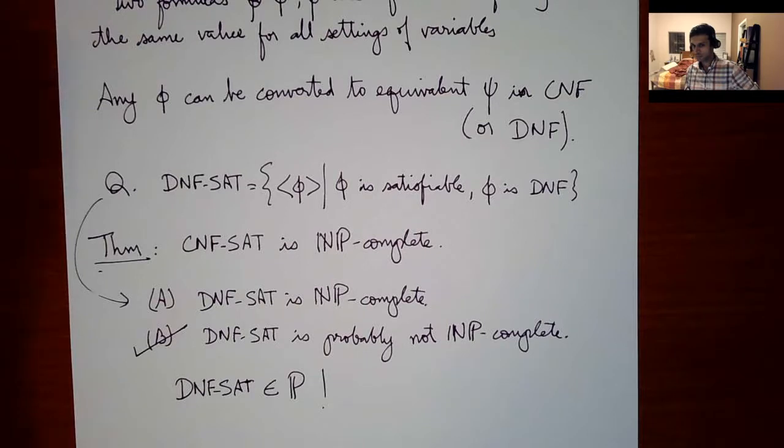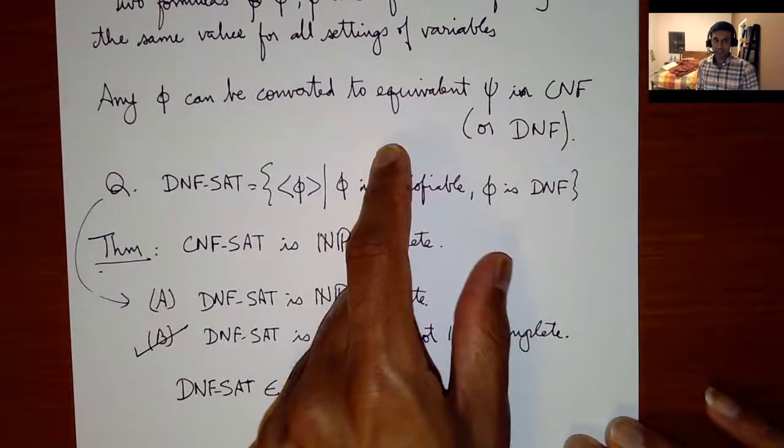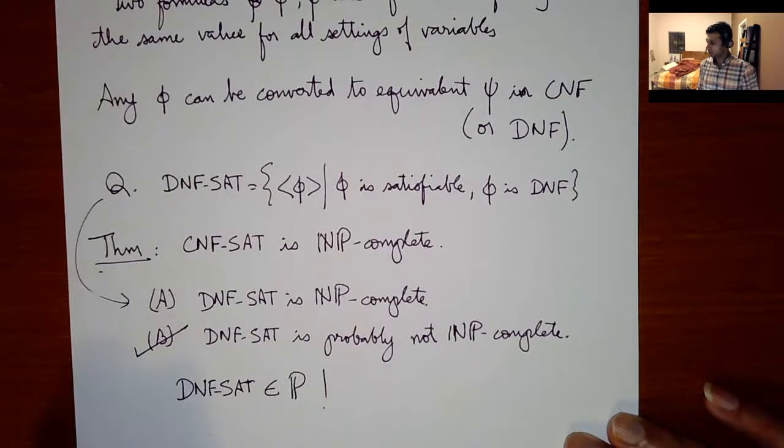In the chat, someone commented that the conversion to DNF is not necessarily in P. Well, you're saying distribution, I'm saying distribution. In that case, there may be too many clauses, an exponential amount of them. Exactly. The conversion is not efficient.